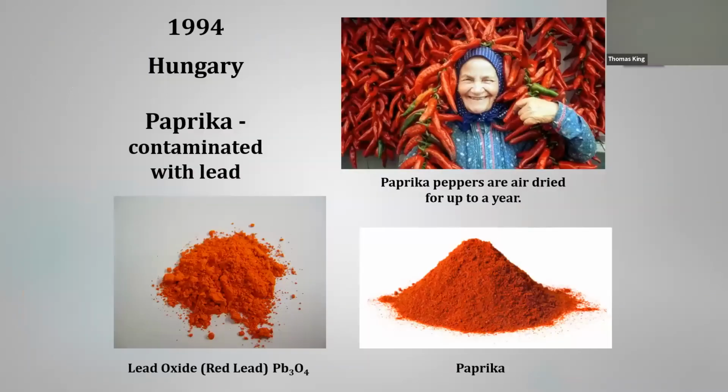And here's a first example of lead poisoning. It occurred in Hungary in 1994, and it was paprika contaminated with lead oxide. As you can see, paprika looks very similar to lead oxide. Next slide.